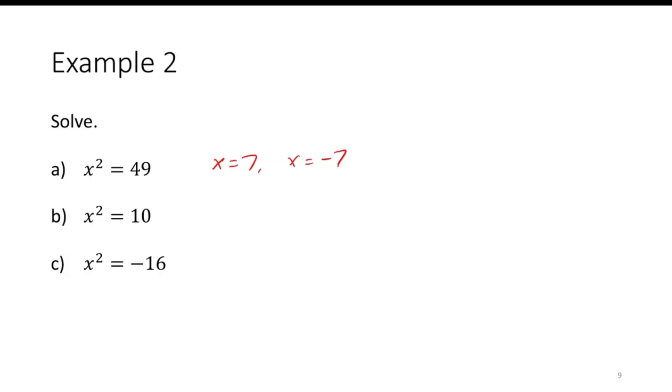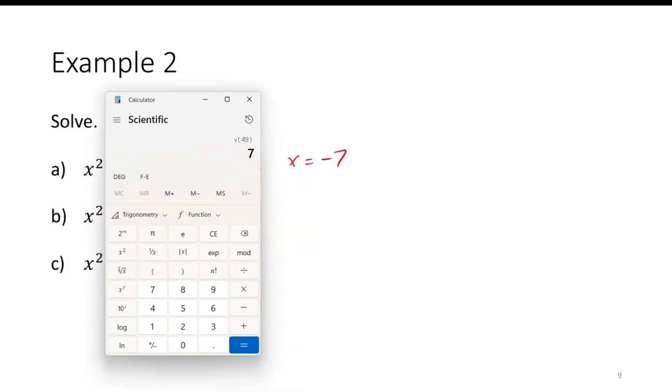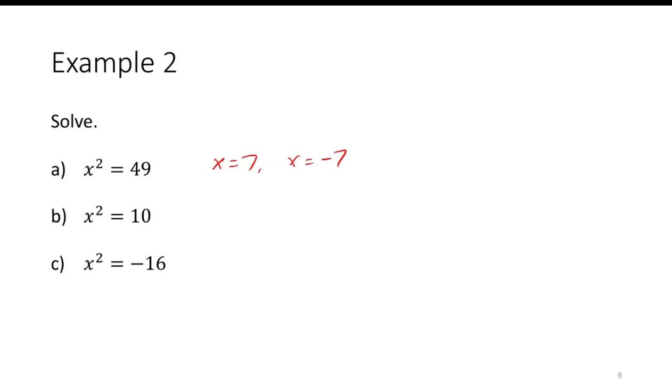x squared equal to 10 doesn't have a nice simple number. If I try to put it in the calculator, go 10 square root, I get a decimal that does not terminate or repeat. So this is an irrational number. It goes on forever. You can approximate it at 3.16, but generally it's better to just write x equal to square root of 10 and x equal to negative square root of 10.